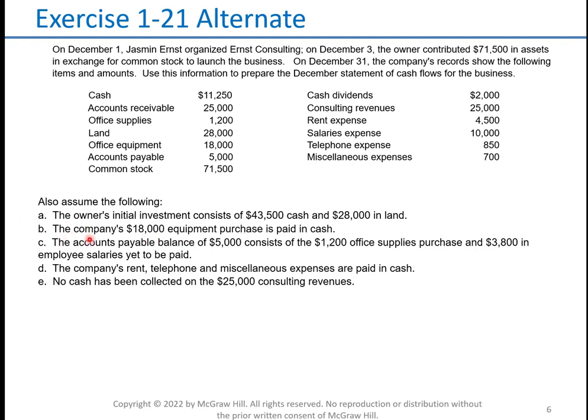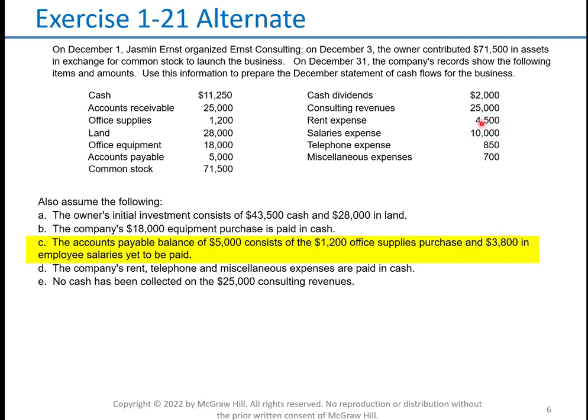The next item says that the equipment was paid for in cash, so that will go on this statement. Okay, so now we need to look at this accounts payable. Item C says the accounts payable balance of $5,000 consists of $1,200 from the office supplies, which means we haven't paid that yet, and $3,800 in employee salaries that have not been paid.